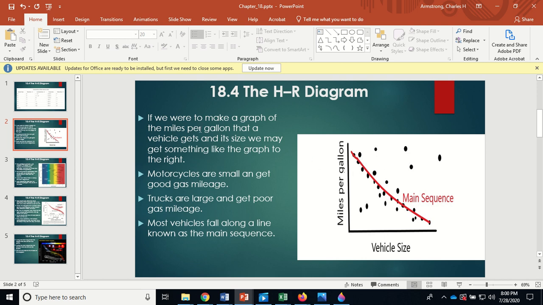Okay, so if we were going to make a graph of the miles per gallon that a vehicle gets versus its size, we may get something that looks like the graph to the right. Motorcycles are small and get good gas mileage. Trucks are large and get poor gas mileage. Most vehicles would fall along the line we call the main sequence. So there's the main sequence. The vast majority of the cars you would run into would fall along that line right there.